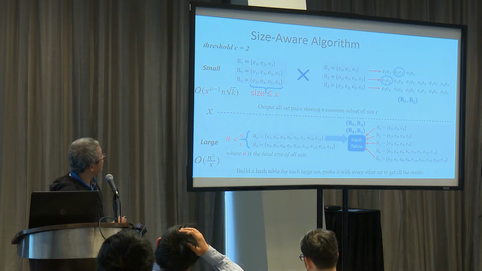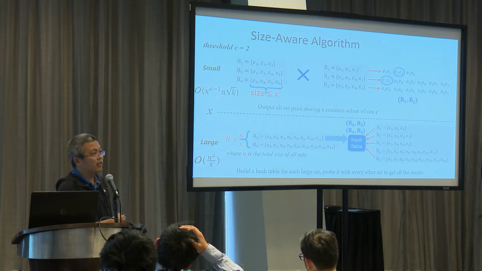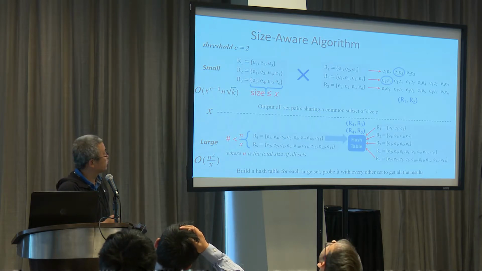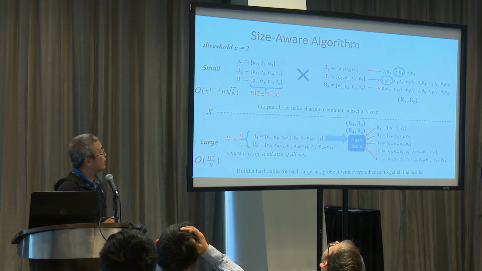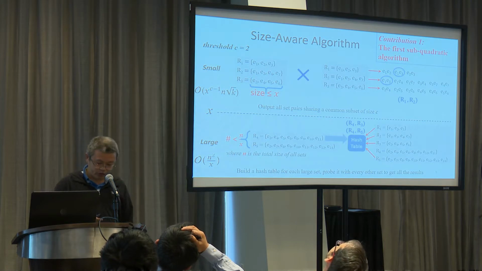So the complexity is for the small size. We want to achieve the best complexity. We just let these two numbers be equal, and we can deduce the complexity. So the complexity is subquadratic. This is the first contribution: we propose the first subquadratic algorithm.